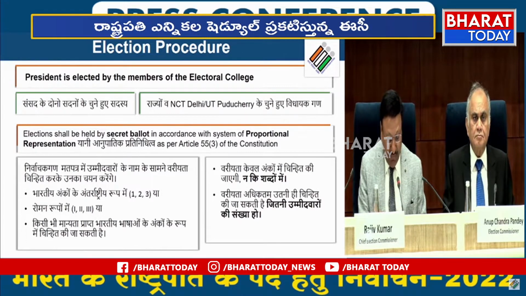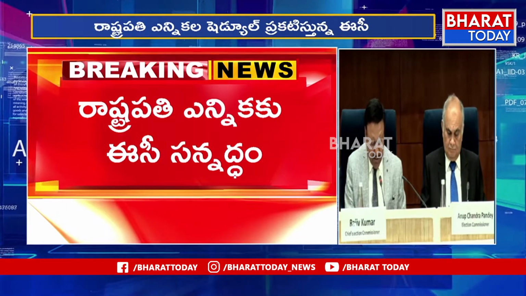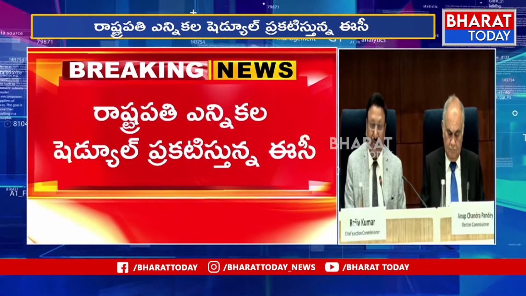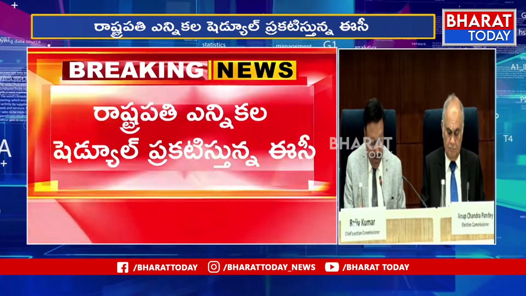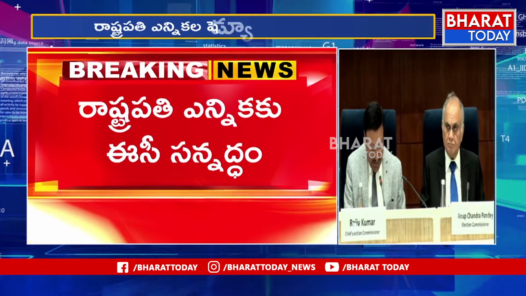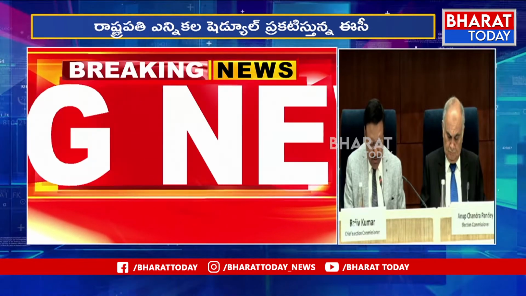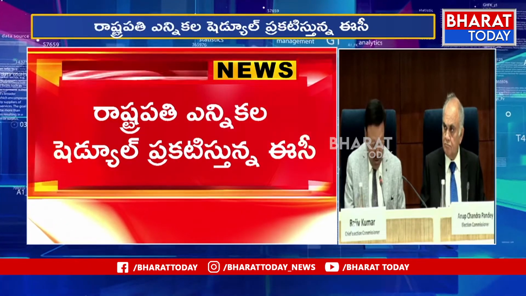Preference has to be marked in figures only and shall not be indicated in words. The elector also has to mark many preferences against the number of candidates. While marking of the first preference is compulsory for the ballot paper to be valid, और अगर किसी वोटर ने प्रथम चॉइस नहीं दी और बाकी चॉइस दी तो उसका वोट कैंसिल हो जाएगा.